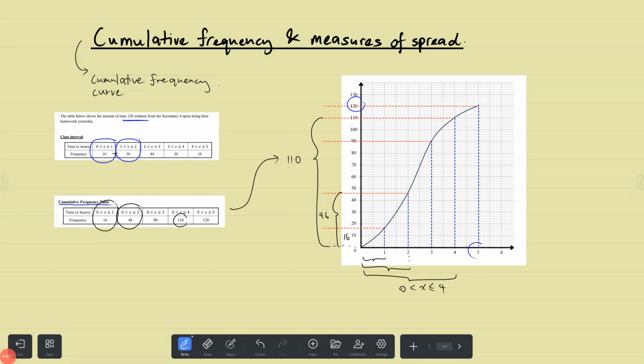And of course, at the maximum, which is 120 students, it's 5 hours. So this is how we understand a cumulative frequency curve.